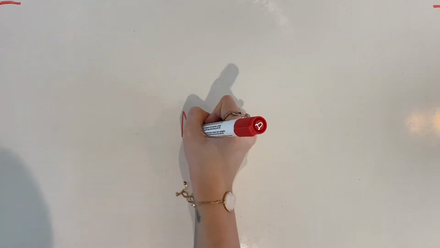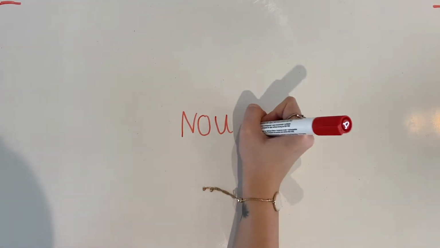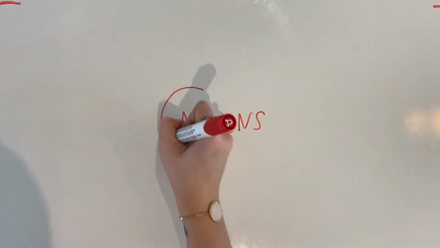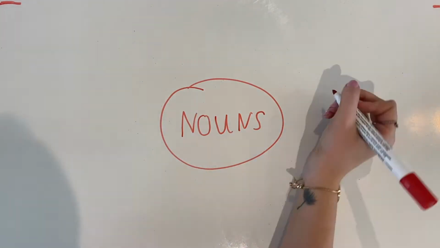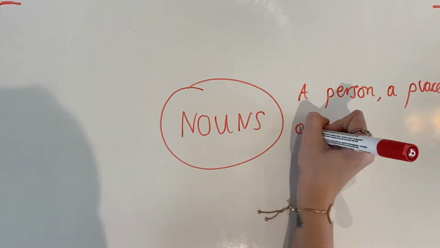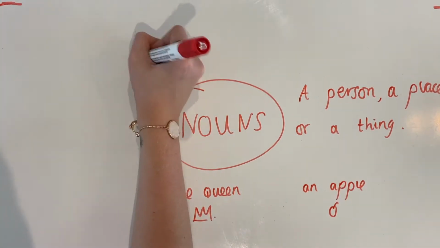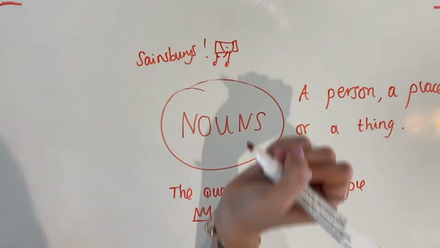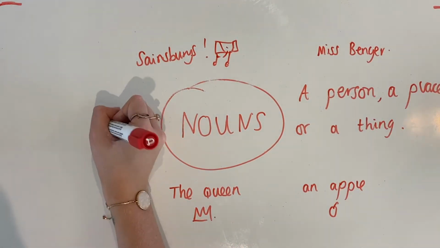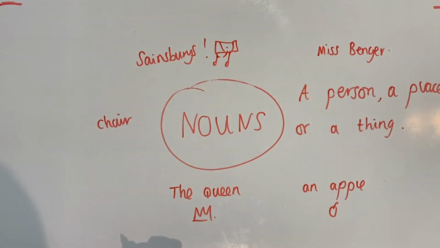So today we're going to take a look at the 4 word forms. The first one we're going to look at are nouns. What is a noun? So a noun is a person, a place or a thing. Here are some examples. Can you think of any other nouns?